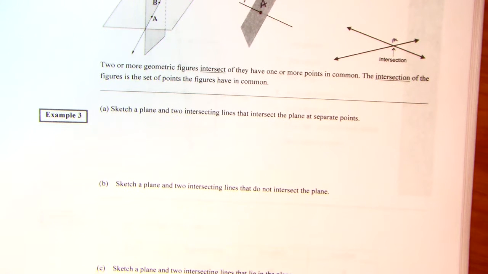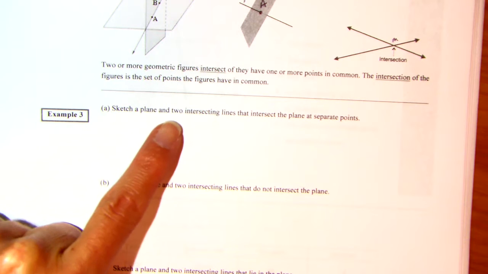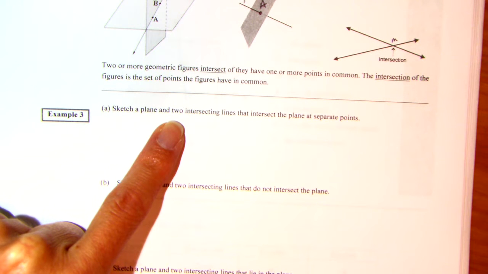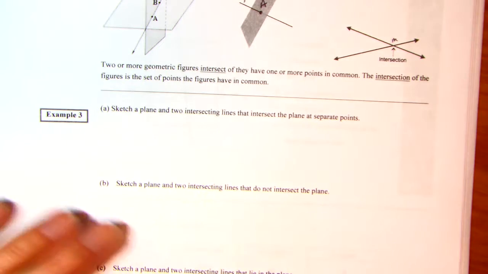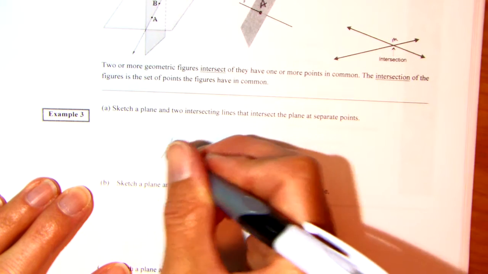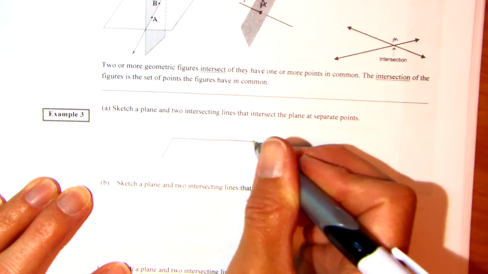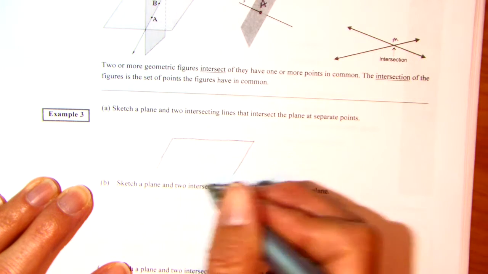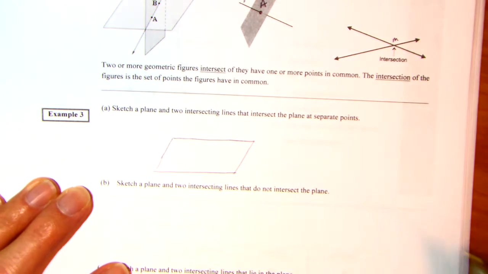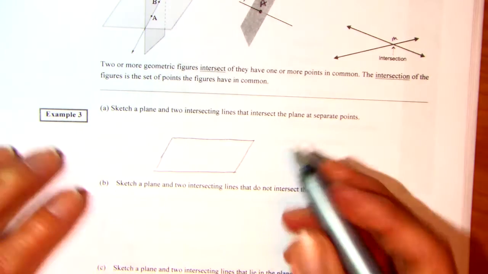All right. Now, what you need to do, and I know it's one of the benchmarks, is you have to be able to draw these, kind of sketch them. So, sketch a plane and 2 intersecting lines that intersect the plane at separate points. So, I'm going to draw a plane. It's usually best to try to draw a big plane. And the lines have to intersect, but they're going to hit the plane at two different spots.